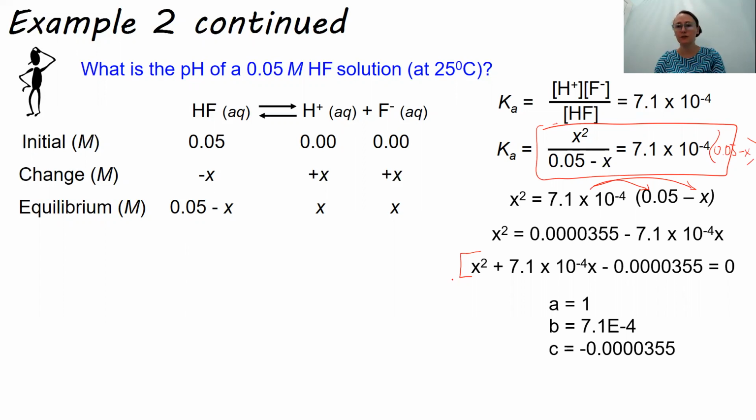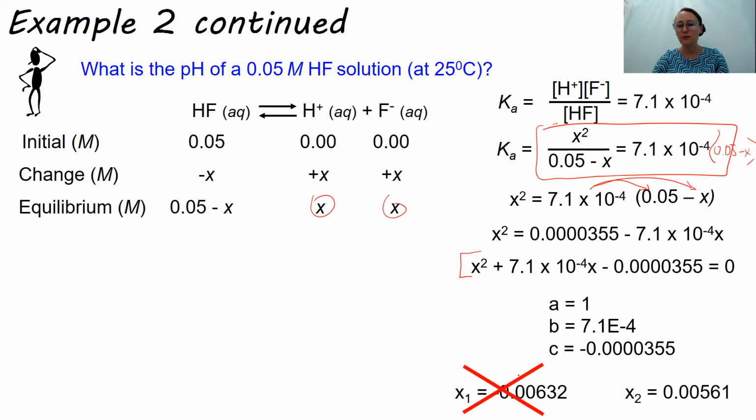Go plug it into a quadratic equation solver. I just find one online and plug in A, B, and C, or some calculators are also able to do that, and I get my two X values. And in this case, when we're looking at what X is representing, a negative value is not going to make sense. So we know that this is our correct X.